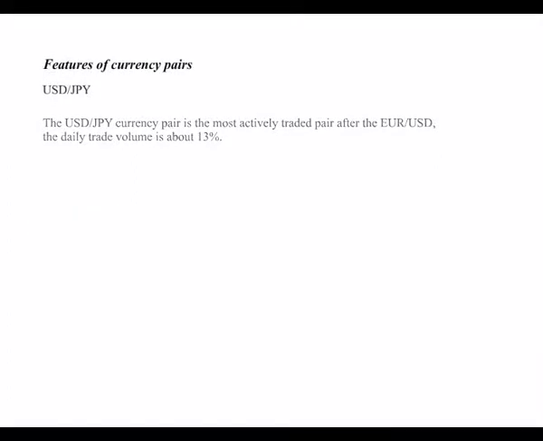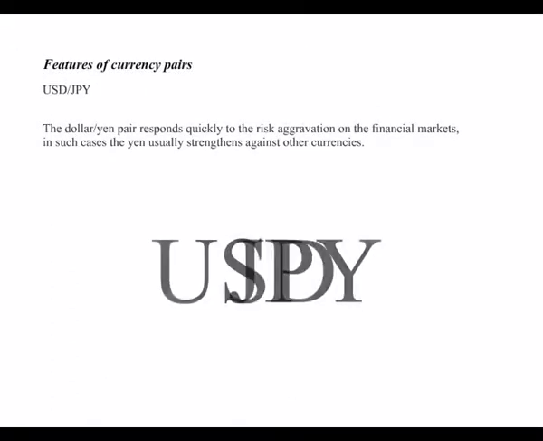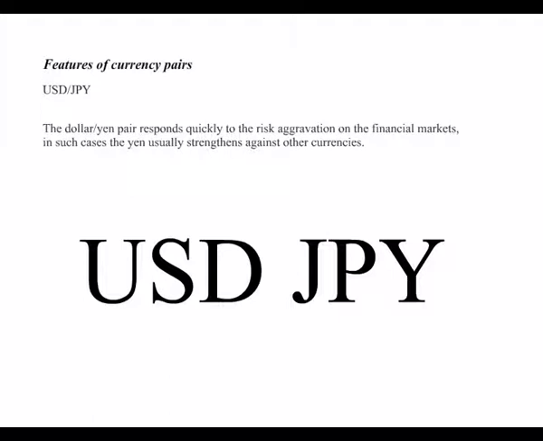The movement of the US dollar-Japanese yen pair reacts very strongly and quickly to the situation change on the stock markets of the world, as well as to publications of the inflation data and interest rate fluctuations. As the main interest rate of Japan is very low, the currency pairs involving the yen are the most popular tools of carry trade. The dollar-yen pair responds quickly to the risk aggravation on the financial markets.